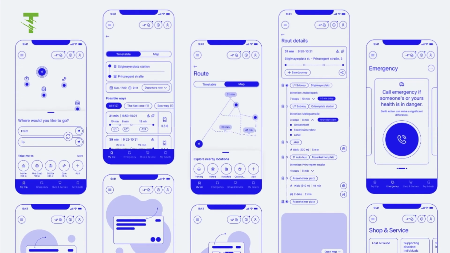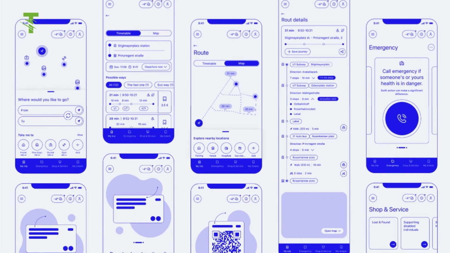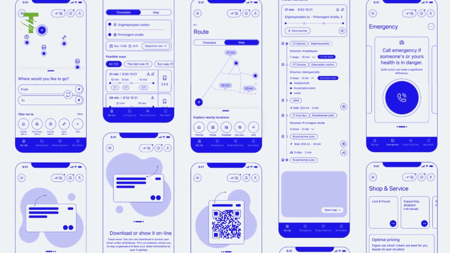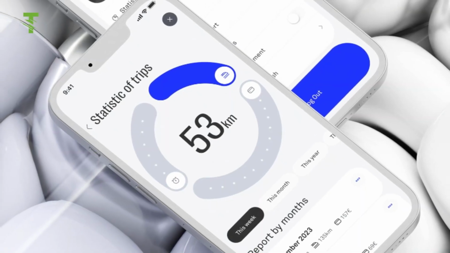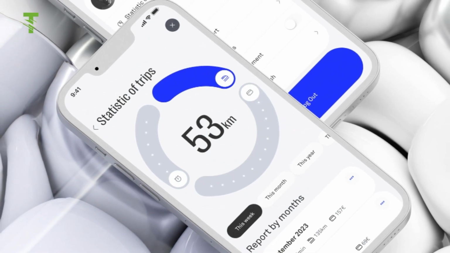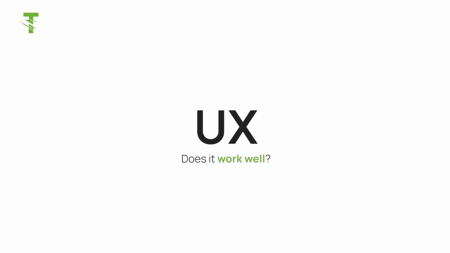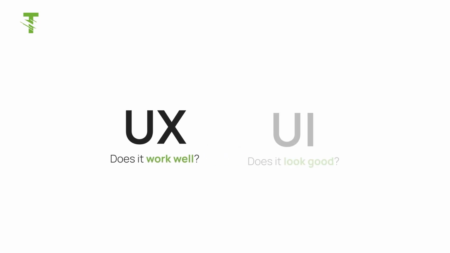In the world of apps and websites, UX is the plan that makes sure everything goes well for the user, while UI is the style and design that makes everything look cool and easy to use. UX asks, does it work well? UI asks, does it look good?